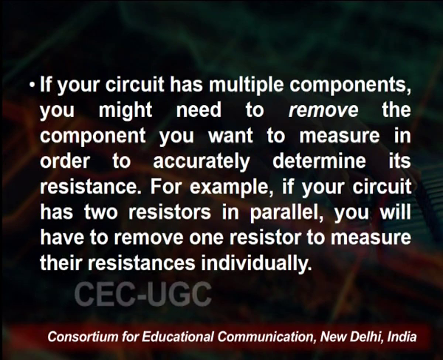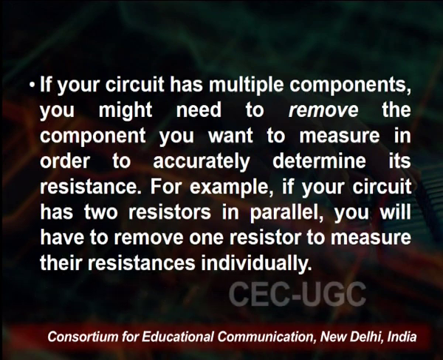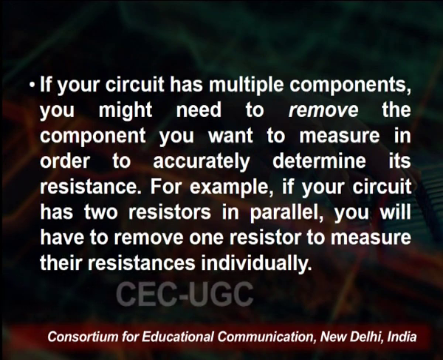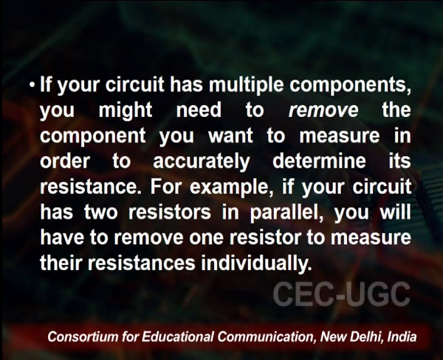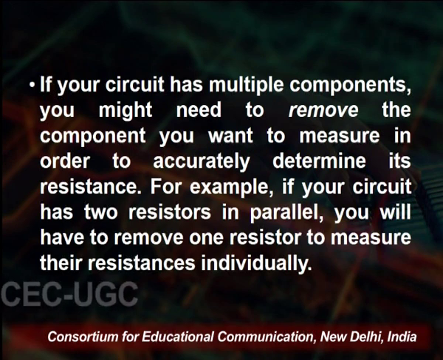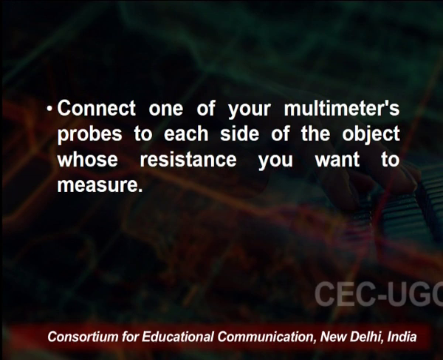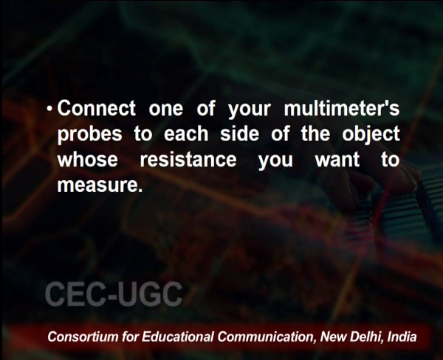If the circuit has multiple components, we might need to remove the component we want to measure in order to accurately determine its resistance. For example, if the circuit has two resistors in parallel, we will have to remove one resistor to measure their resistance individually. So connect one of the multimeter probes to each side of the object, then choose the resistance range we want to measure.